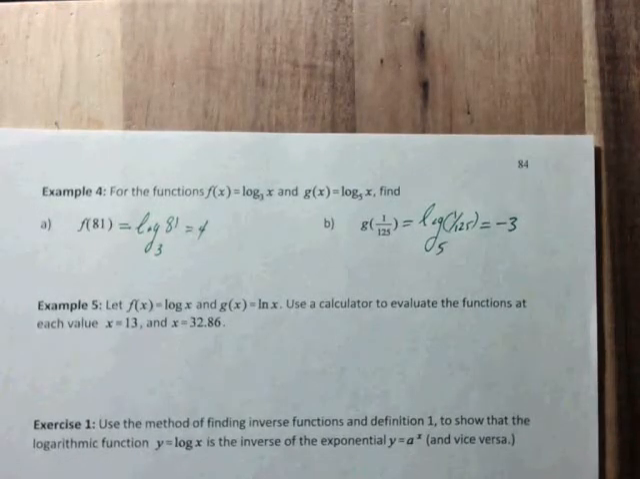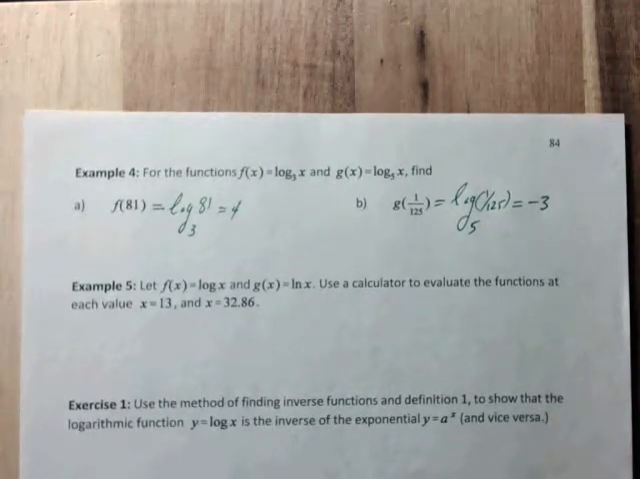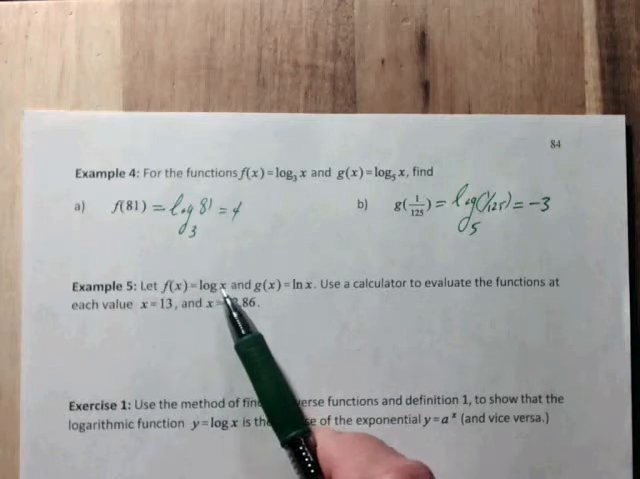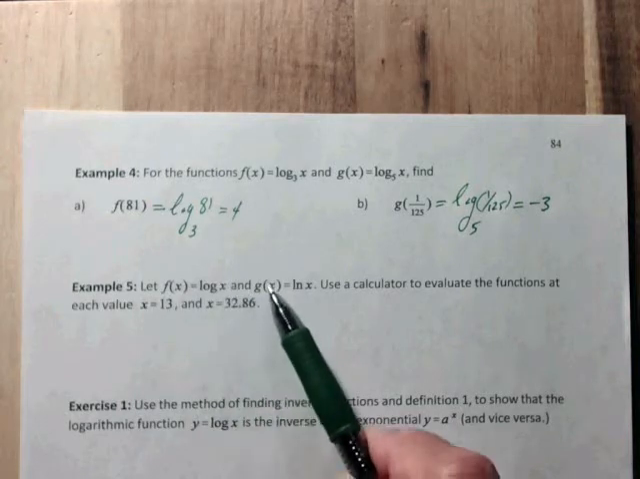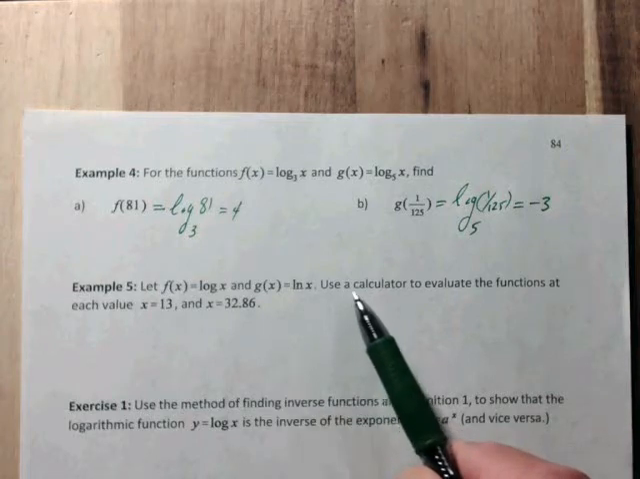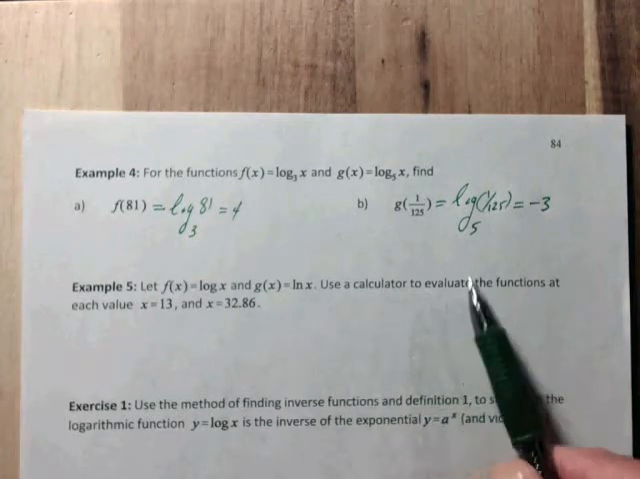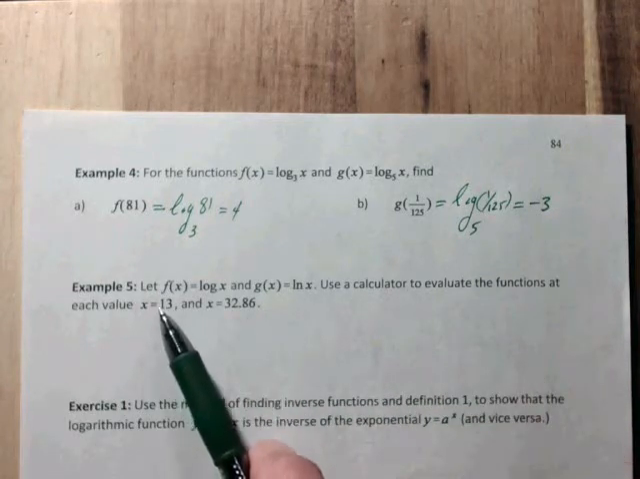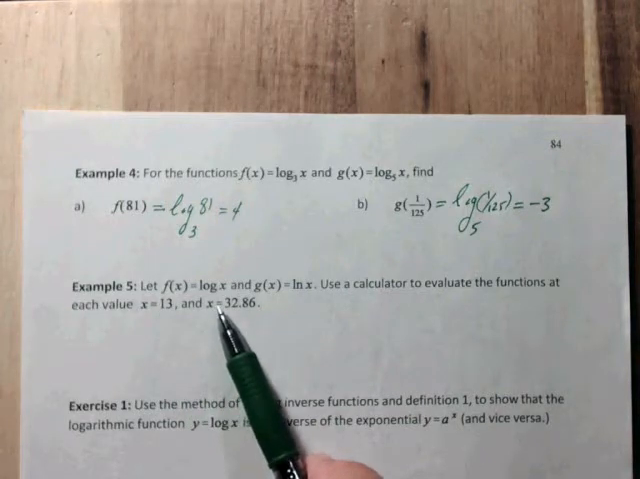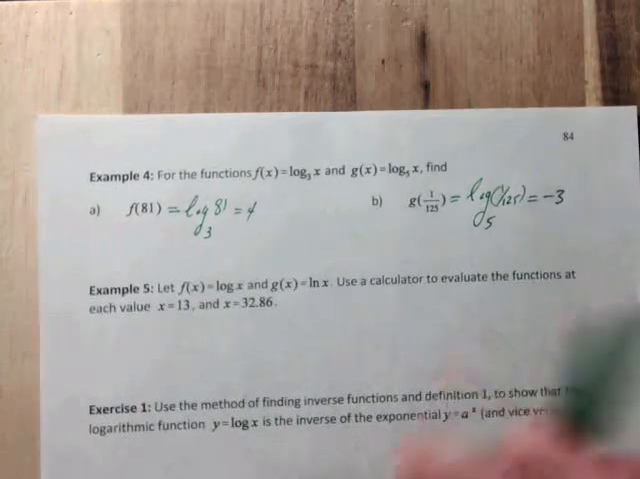Example. Let f of x be the common log of x, and g of x be the natural log of x. Use a graphing calculator to evaluate the functions for x equal to 13 and x equal to 32.86. We did this, really, this is not anything new.